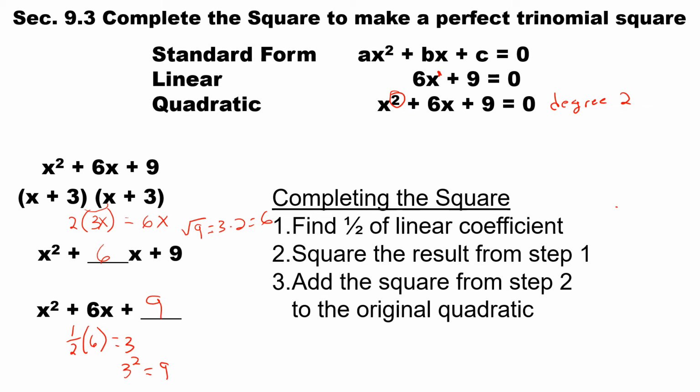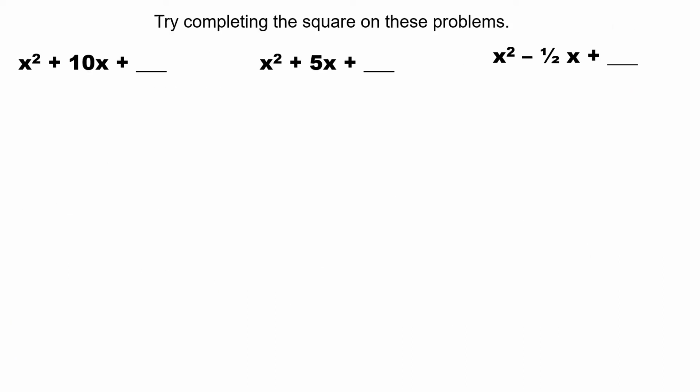So what I have done here, because this is the kind of problems you're going to be getting, is I completed the square. I was given x squared plus 6x. I wanted to complete it so that it made a perfect trinomial square, and that's the process called completing the square. So now try completing the squares on these problems. I'll do one more for you, and then I'm going to have you do the next two.